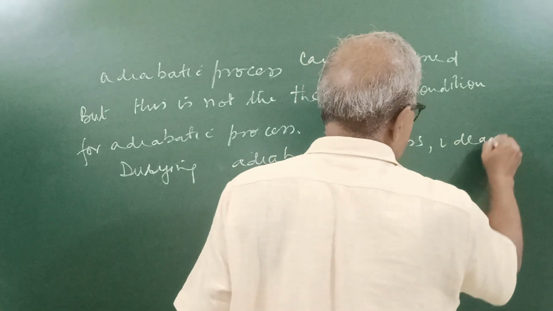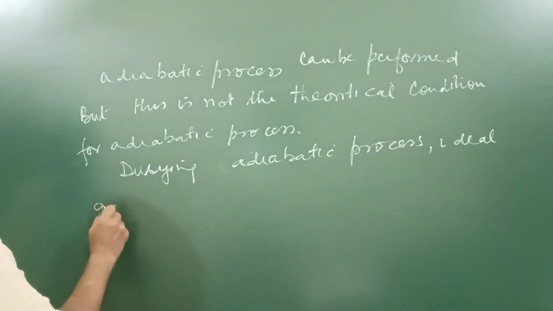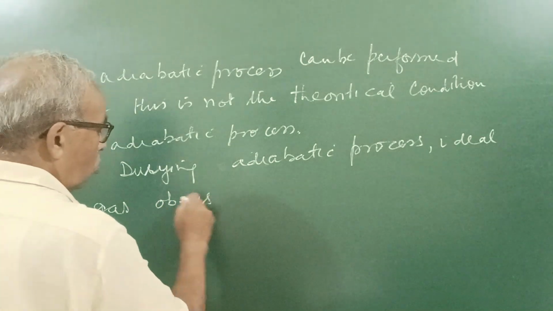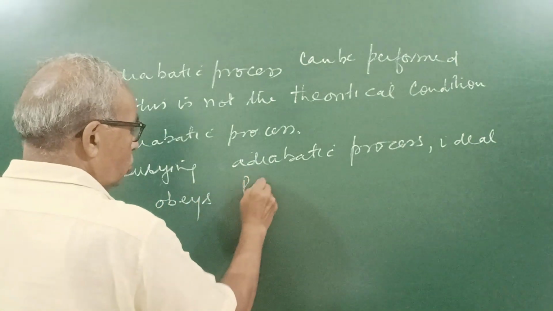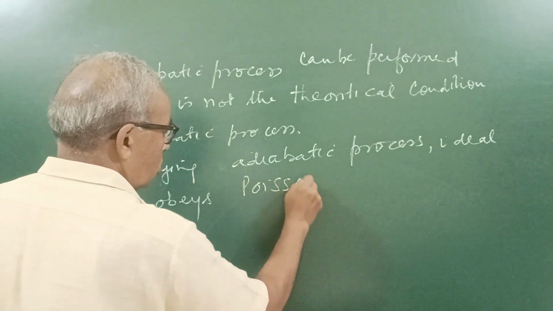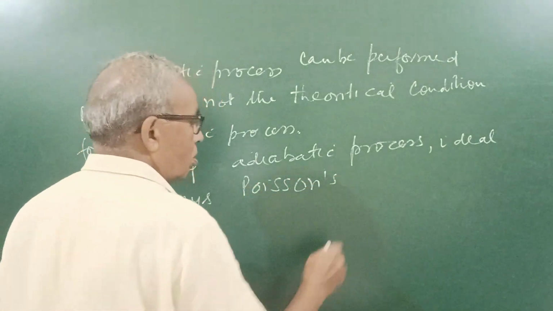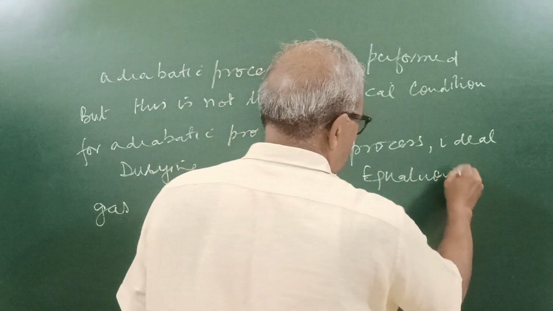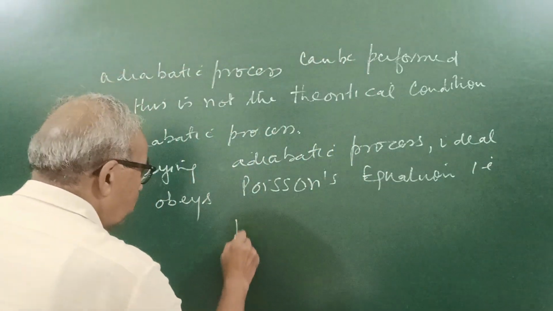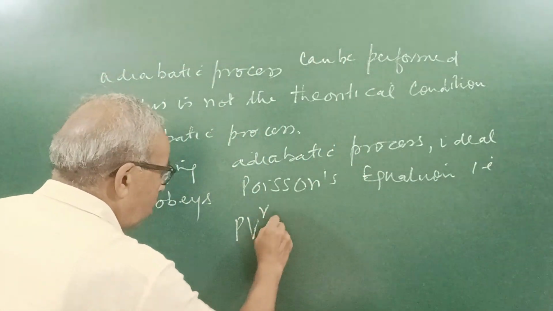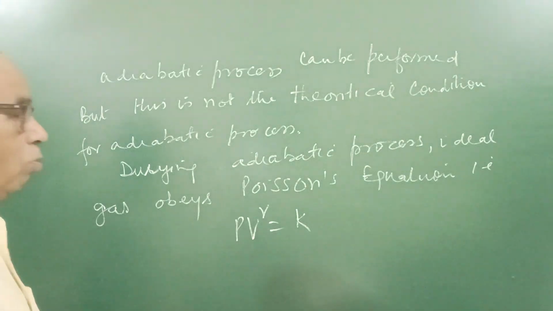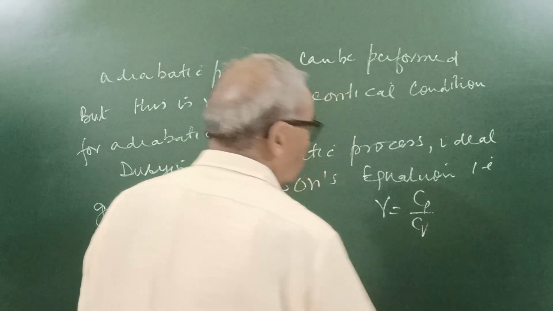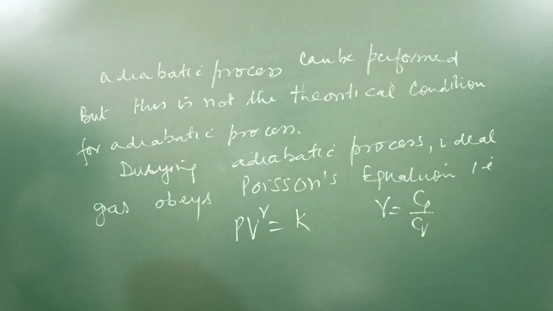an ideal gas obeys Poisson's equation, that is PV to the power gamma is equal to constant. P is pressure, V is volume, gamma is Cp upon Cv, the ratio of molar heat at constant pressure and constant volume.